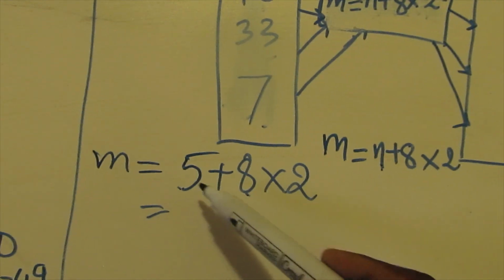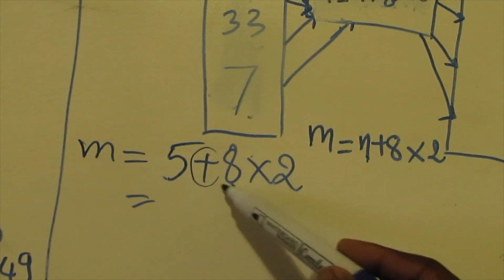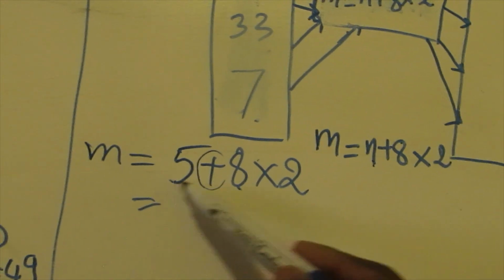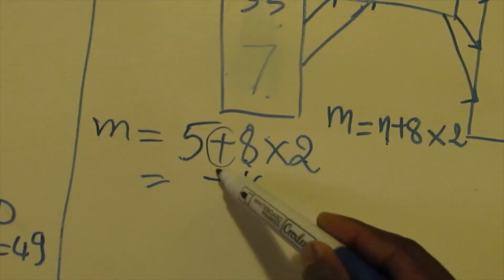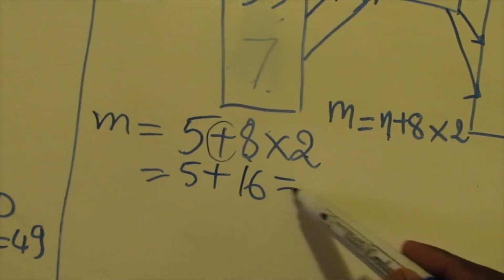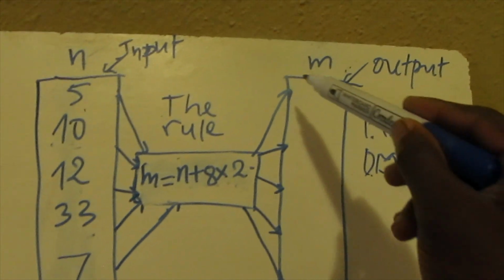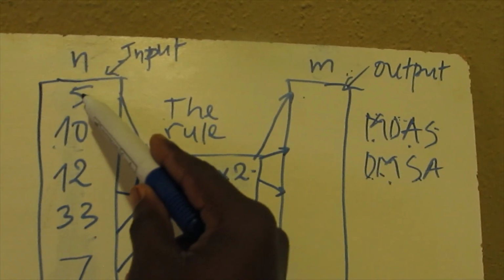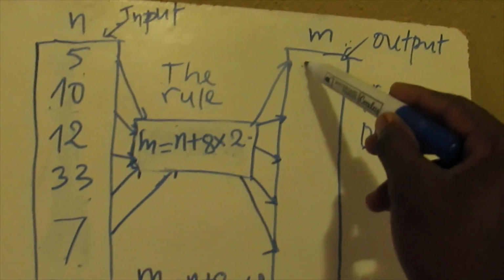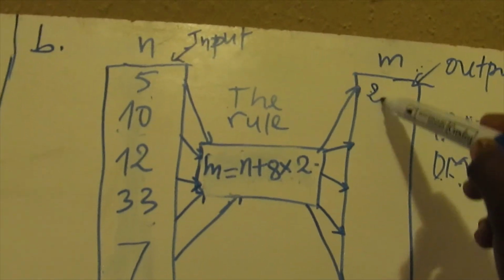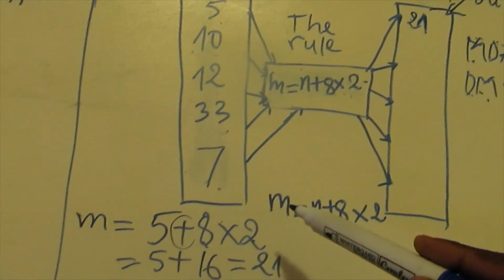So now we're going to apply that rule. As we have an addition here, we start first with the multiplication. Then once we get the result, we add that result. 8 times 2 equal to 16. Then plus 5 equal to 21. This is our first output, so the first input gives us this first output, 21. Then we carry on with the second one.